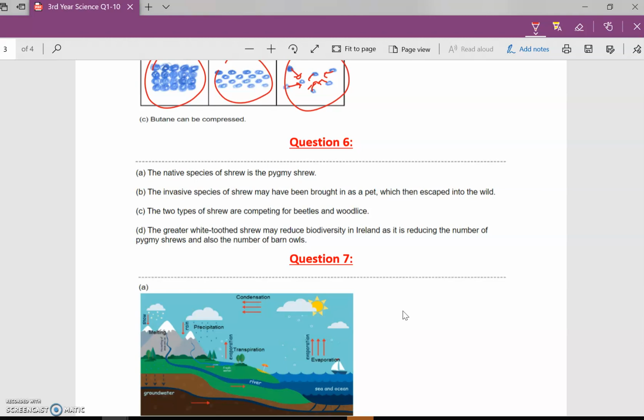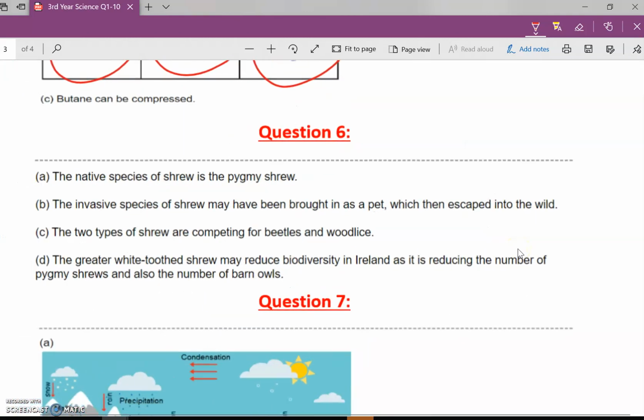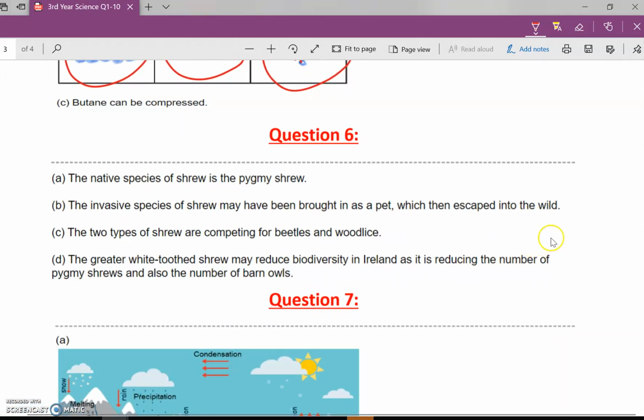So name the native species of shrew. The one is called the pygmy shrew in this case. How would you get the invasive species into Ireland? Basically somebody might have brought it as a pet, or maybe it was in a crate with food that got brought in. Could be anything, right? Any kind of relatively correct answer there will get the marks.